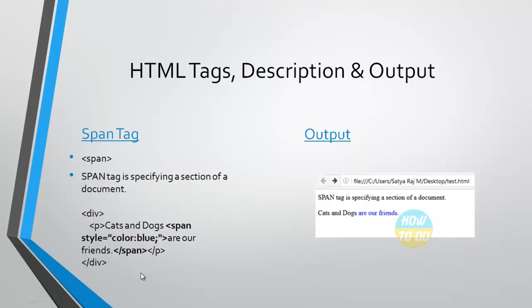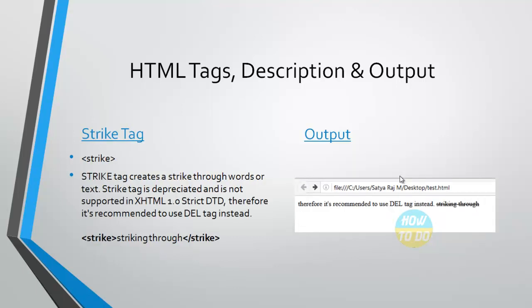This is the syntax for the same, and here you can see that the span tag is specifying a section of a document in a specific highlighted color, and this is the output for the same. Next comes the strike tag. The strike tag creates a strike through words or text, and this is the syntax for the same. We are opening the strike tag, writing the text, and closing the strike tag, and this is how you will get the output by striking through.